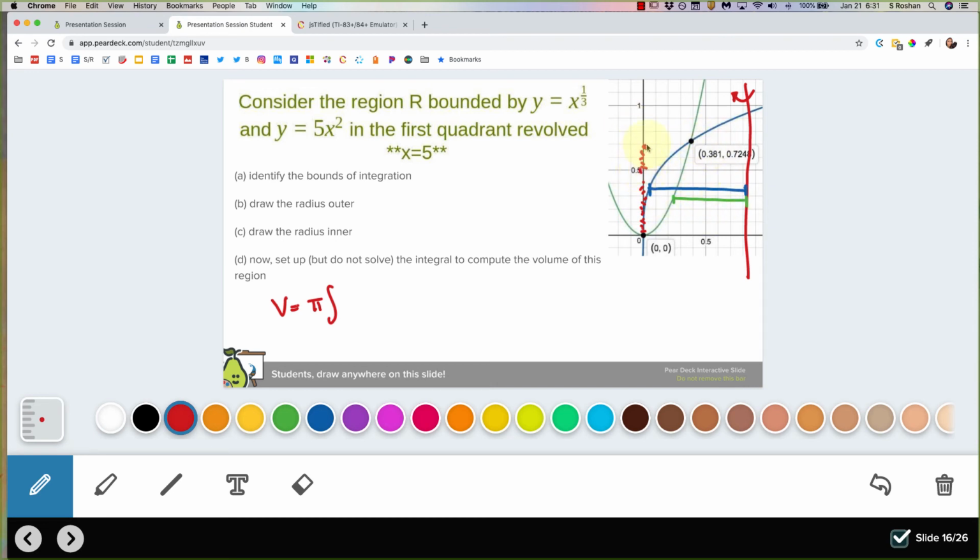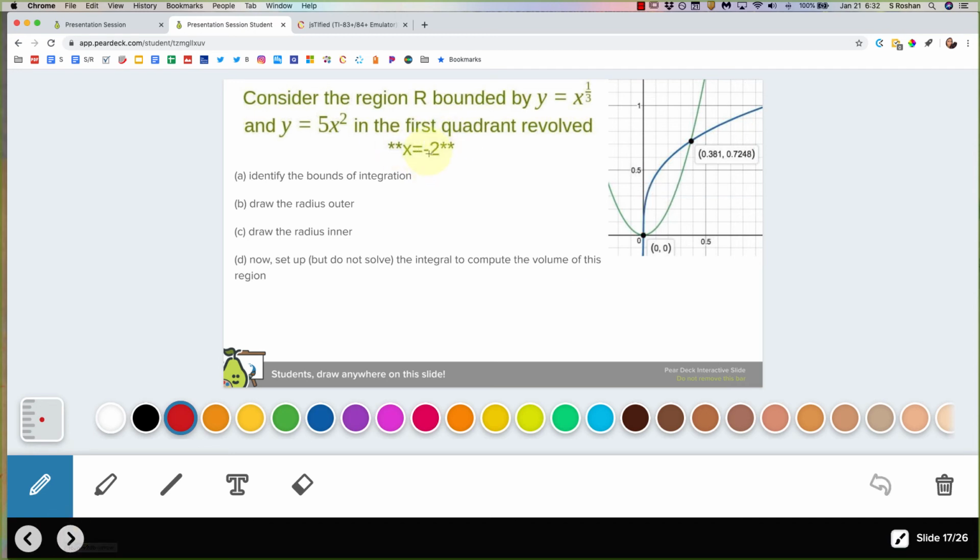So I'm adding them all up from 0 to 0.7248. And then my blue is my radius outer, and I have to go right minus left. So I'm starting at this 5 minus the blue curve, which was my y cubed. And then my radius inner is going to be 5 minus my green curve, which was root y over 5. So my volume is pi integral of radius outer squared minus radius inner squared, dy.